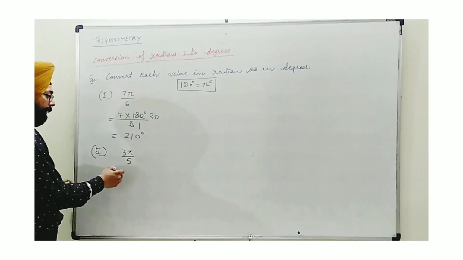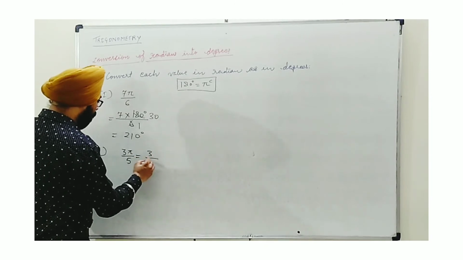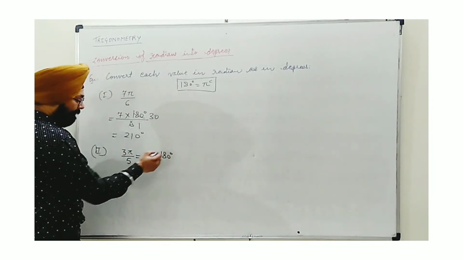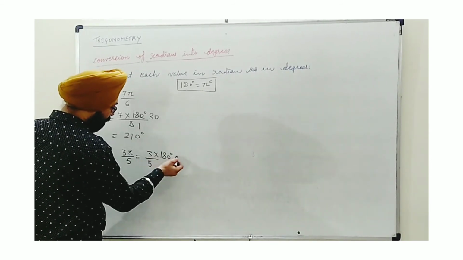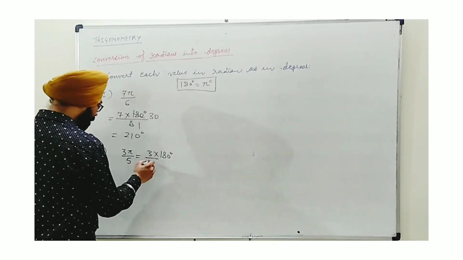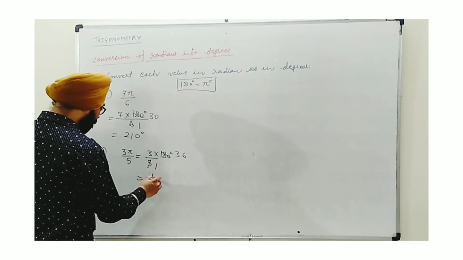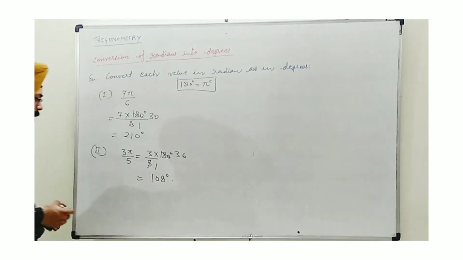Now we convert this in degree, so this will be equal to 3 upon 5 as it is, pi replaced by 180. If cancellation can be proceeded, then you do. Otherwise, here only we can find that this is 5 inside 5, 36, 36 3s are 108 degree.